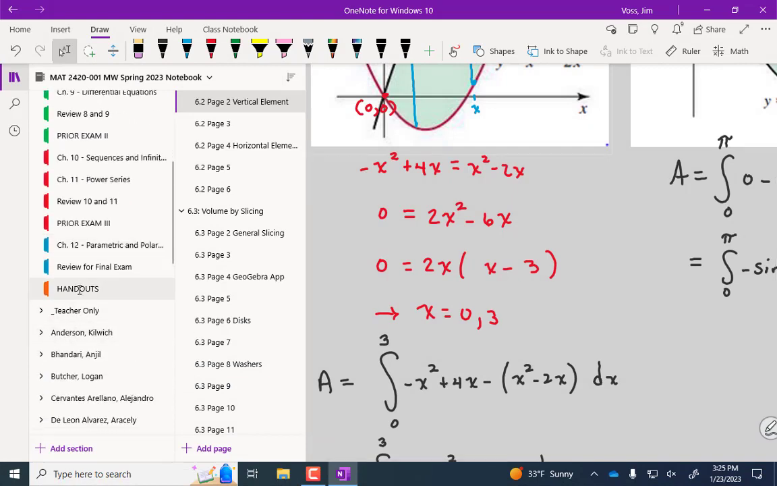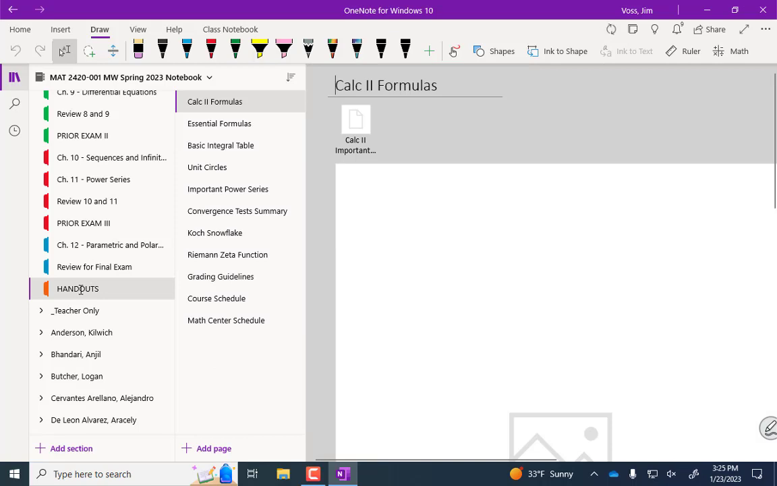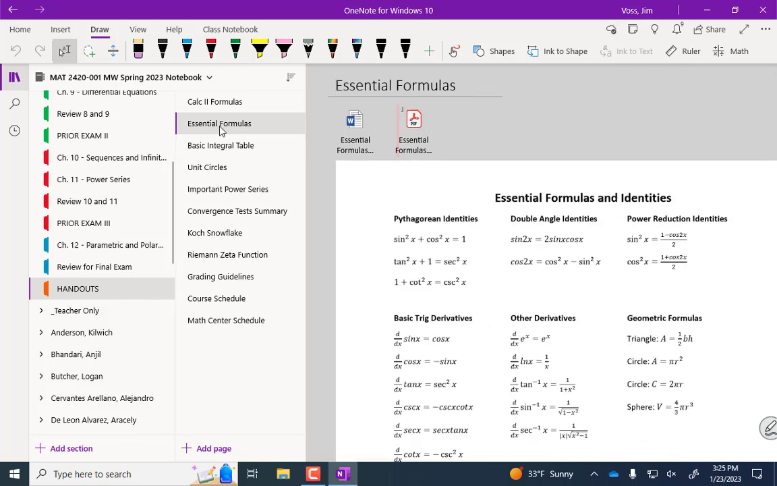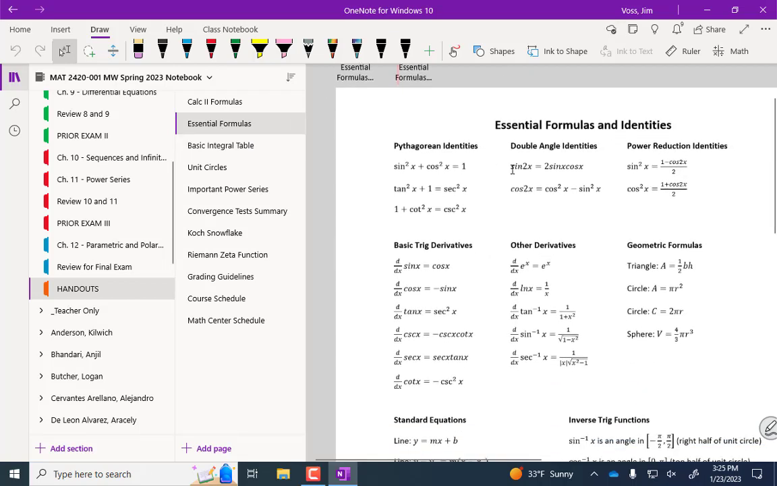Let me point out in our OneNote notebook here, under handouts, there's a bunch of cross section stuff. We are going to figure out whether the cross sections are parallel to the x-axis, or perpendicular to the x-axis. Those are our two choices. Parallel to x would be perpendicular to y; it doesn't matter, it's one or the other.